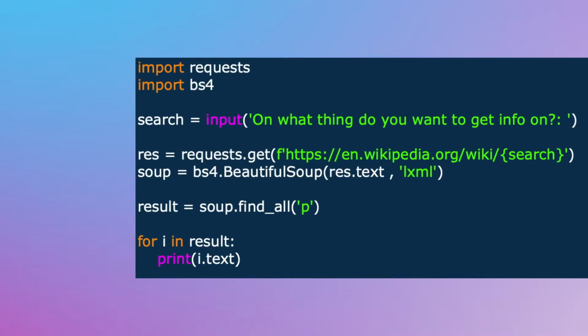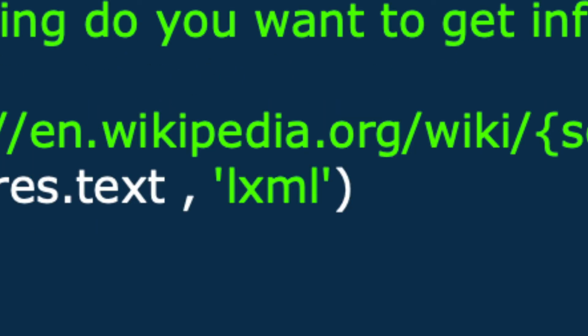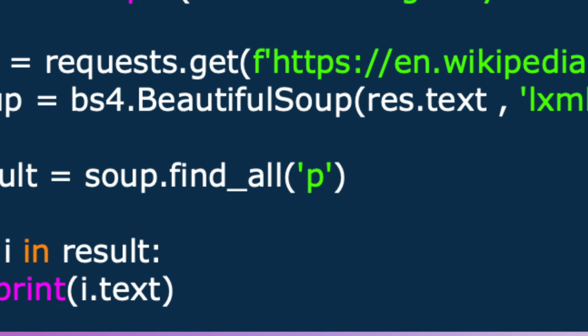Then we get the things in the web page and make it in the form of LXML. Then we find all the p tags and print it all using a for loop. And that's it. Now you have your own web scraper.